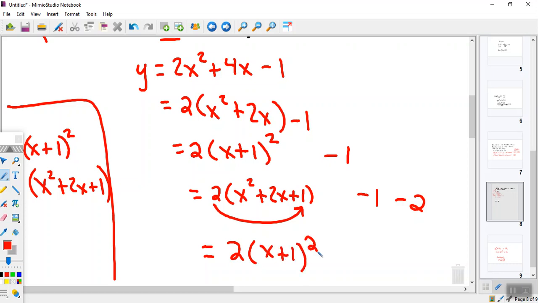And this here was this. Minus 1 minus 2 keeps it balanced. So really minus how much? Well, 3 in the end. Now guys, isn't that vertex form when I get done right here?